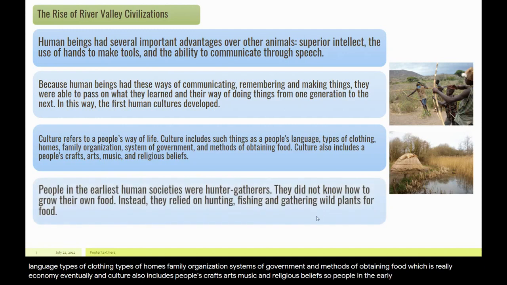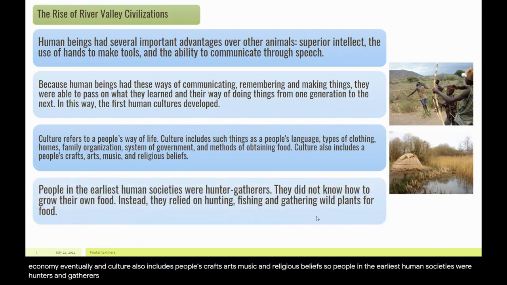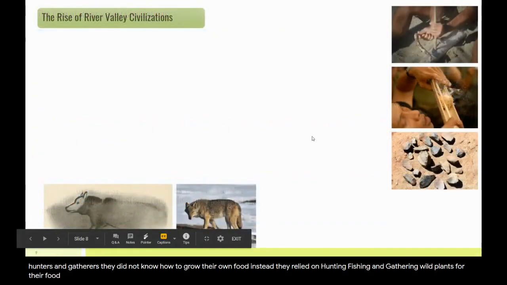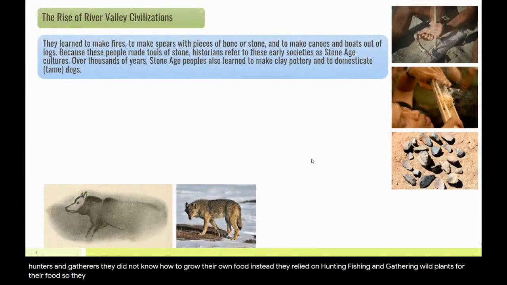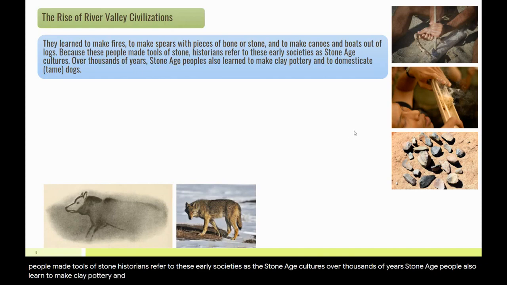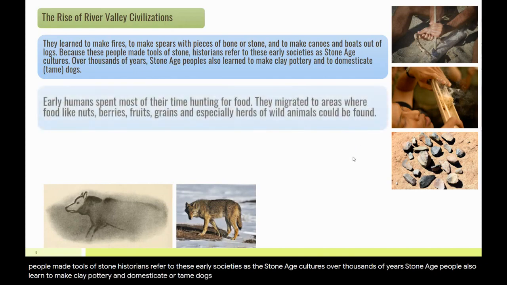People in the earliest human societies were hunters and gatherers. They did not know how to grow their own food. Instead, they relied on hunting, fishing, and gathering wild plants. They learned to make fires, to make spears with pieces of bone and stone, and to make canoes and boats out of logs. Because these people made tools of stone, historians refer to these early societies as the Stone Age cultures. Over thousands of years, Stone Age people also learned to make clay pottery and to domesticate, or tame, dogs.